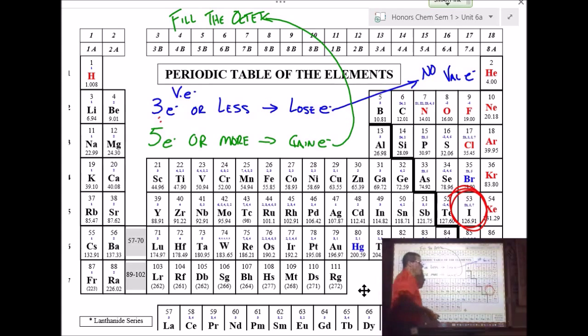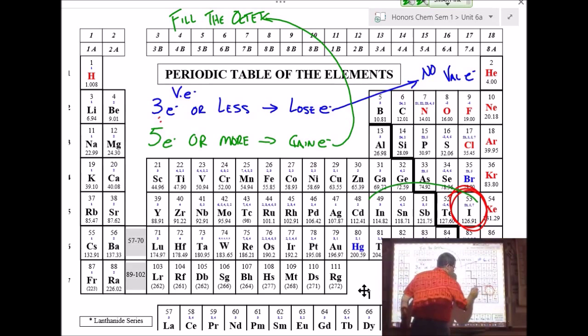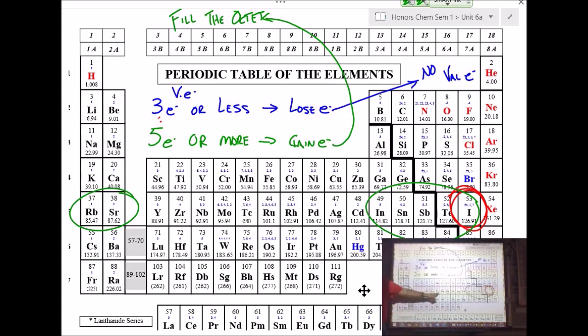Very good, because it has 7 valence electrons. Again, we only care about the p orbital electrons and the s orbital electrons. These don't count. Okay. So since there's 7 valence electrons, then it will gain 1 more electron to have an octet.